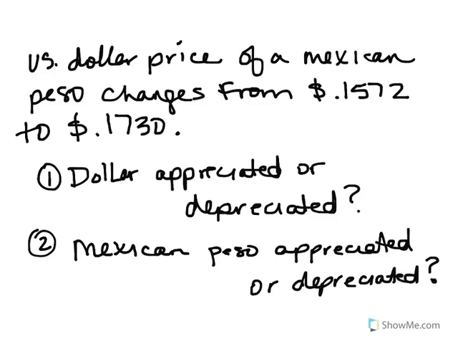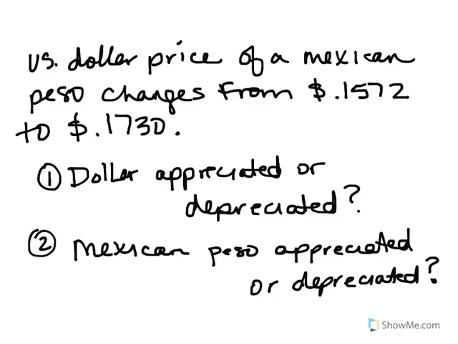All right. So we just have to look at how the value has changed. The problem states the US dollar price of a Mexican peso changes from approximately 16 cents per peso to 17 cents per peso. So the peso has become more expensive to us. We now need more money to buy the Mexican peso. Or you can look at it as the US dollar has lost value in relation to the peso, because we now need more of our money to buy the peso.